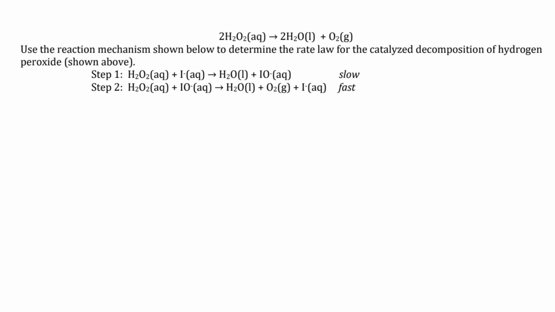Let's look at our first example. Using the reaction mechanism shown, determine the rate law for this catalyzed decomposition of hydrogen peroxide shown above. So we have our overall mechanism on top. We have a slow and fast step. Our first step is a slow one, so that's the rate determining one. So we have to determine the rate law.